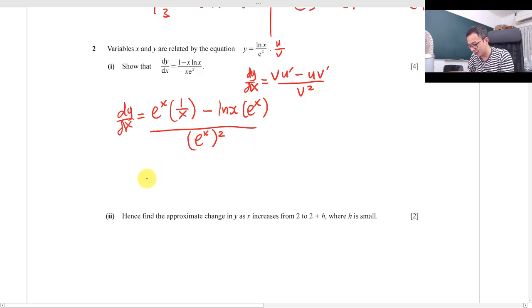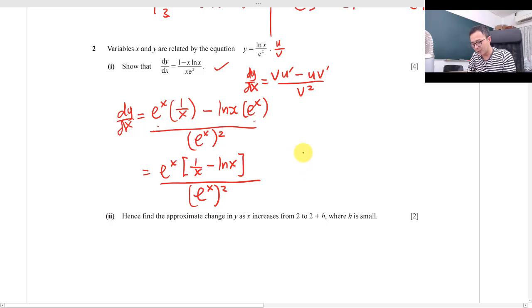Alright, so basically, I can simplify this one. First thing is I try to take out the e^x here. If I factorize out the e^x, what I'm getting here is 1 over x minus ln x over e^x squared, or e^2x, it doesn't matter. Then what I will do next is simplify the e^x and e^x, and on the top here I will just rearrange them.